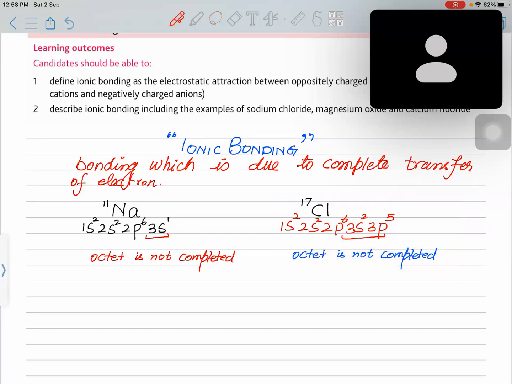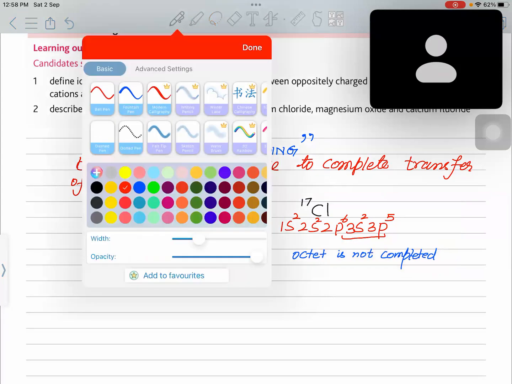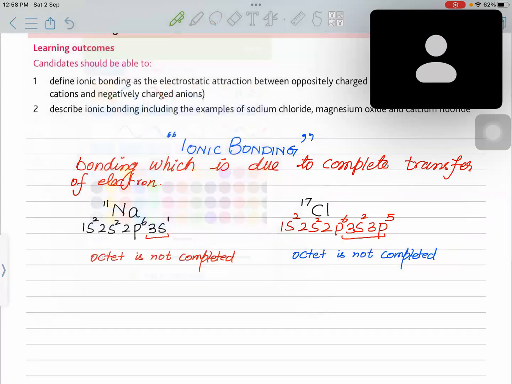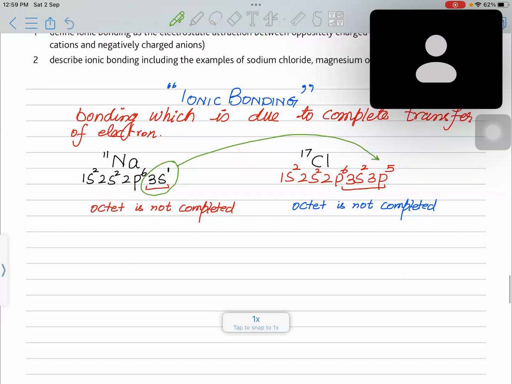Now to get the full octet, this electron moves to 3p of chlorine. This is called the ground state configuration.